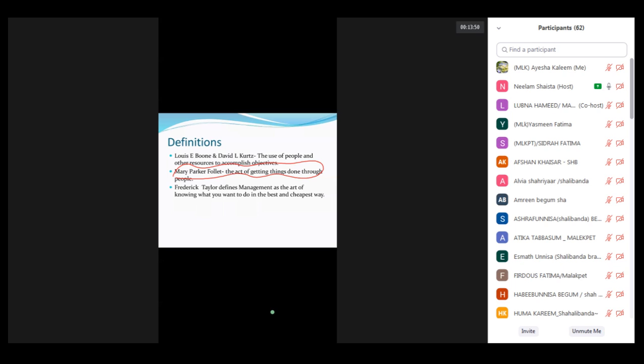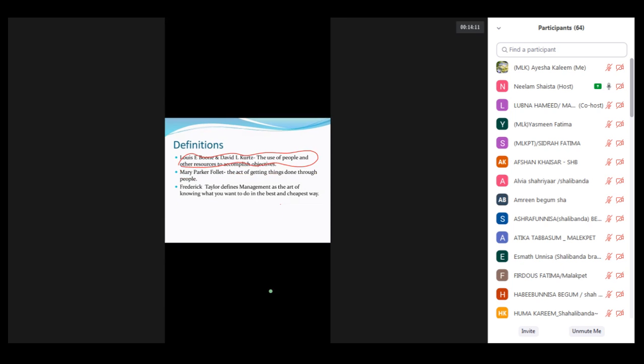Then next, F. Taylor defines management as the art of knowing what you want to do in the best and cheapest way. You should know what you want to do for achieving your organization's goals, and do it in the best and cheapest way. So these are the certain definitions of management.